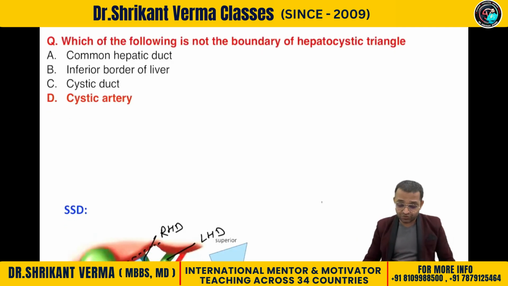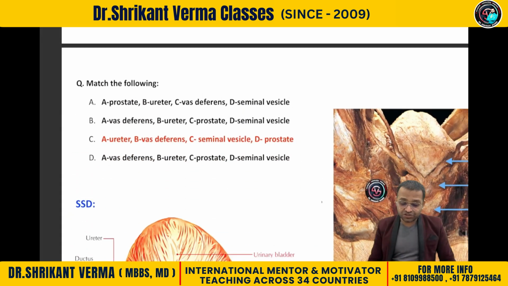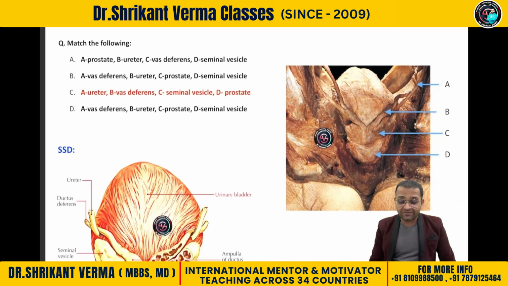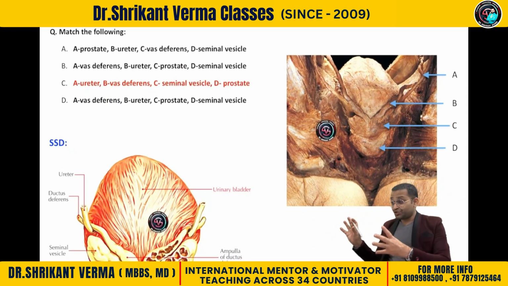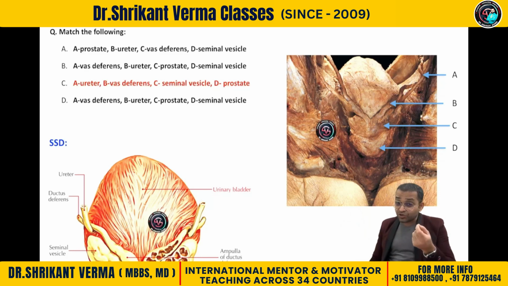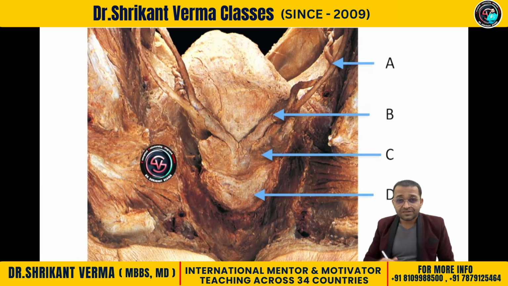Now come to the next question. Here in the next question, yes, they are again giving a cadaveric image. I told you during the classes that one question from the prostate, yes, the rupture of the bulbar urethra. This time they ask the question to identify the cadaveric image, the prostate region, the posterior surface of the bladder. Match the following. So look here, sir, this is the appearance of the urinary bladder posterior surface.